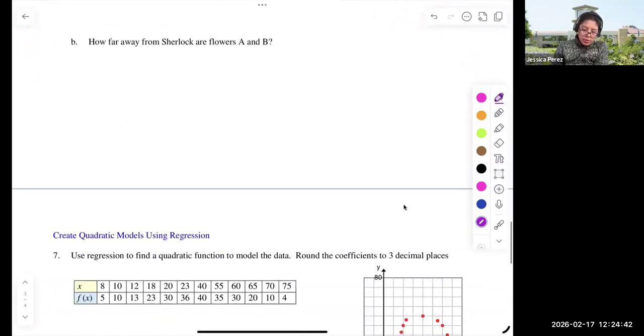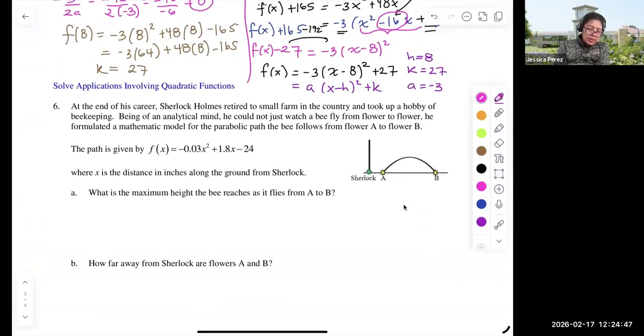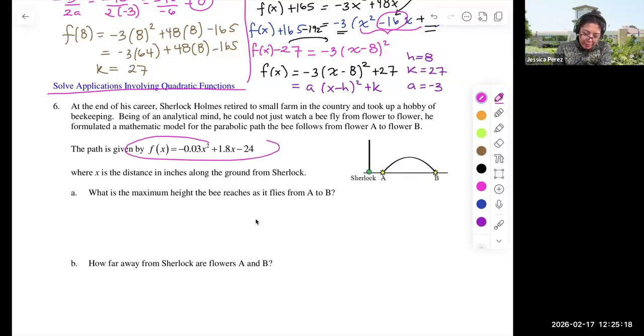All righty. So for the next few, we're almost done. The next one is actually an application problem that involves a quadratic function. At the end of his career, Sherlock Holmes retired to a small country farm and took up a hobby of beekeeping. Being of an analytical mind, he could not help watching the flea go from one flower to the other. He formulated a mathematical model for the parabolic path that he saw from flower A to flower B. The path was given by this quadratic function.